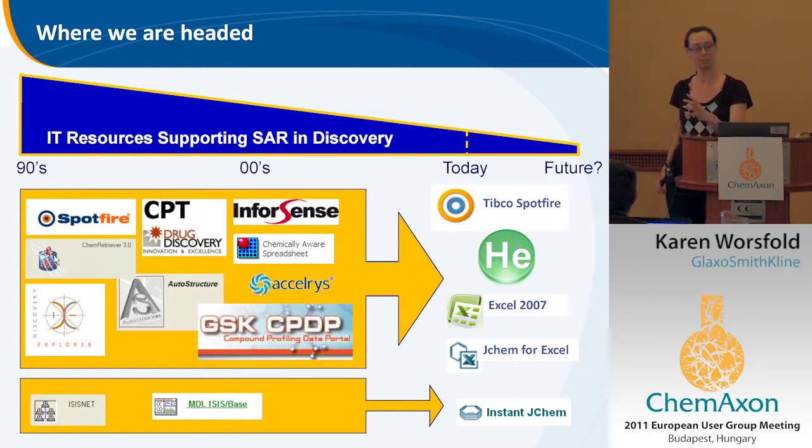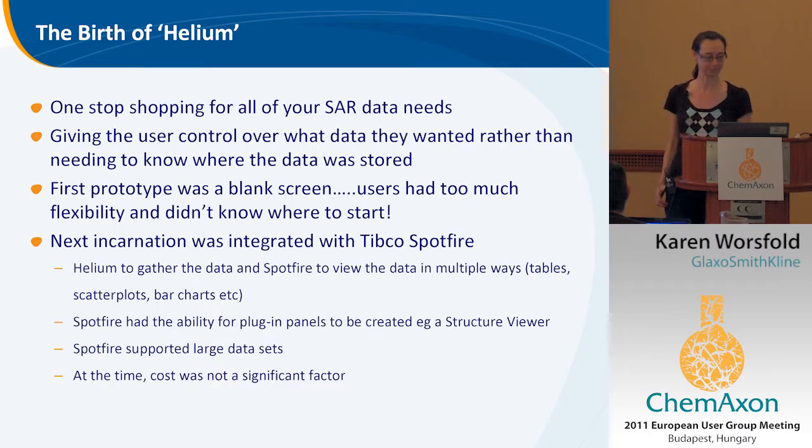So as part of this simplification project that GSK went through, we wrapped up all of these applications to be deployed into a single project. So to complete the picture, I've got Instant JChem down the bottom there to replace ISISnet.